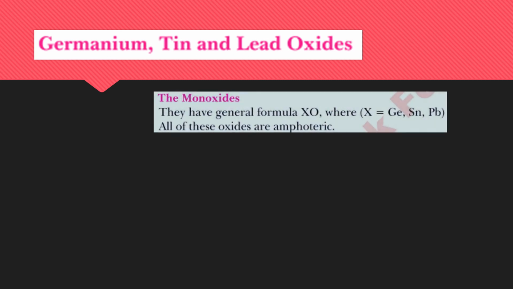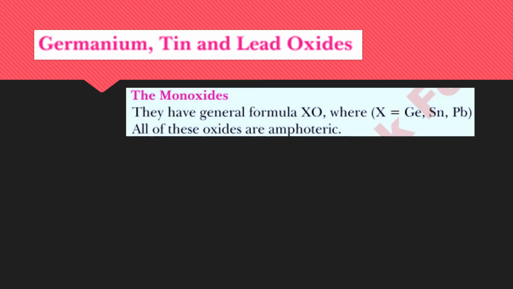Now the oxides of germanium, tin and lead. First are the monoxides. Monoxides of these have the general formula XO, where X is germanium, tin or lead. All these oxides are amphoteric in nature. Amphoteric means that when they react with an acid, they behave as a base, and when they react with a base, they act as an acid. So they have the properties of both acids and bases. That is the reason they are called amphoteric.